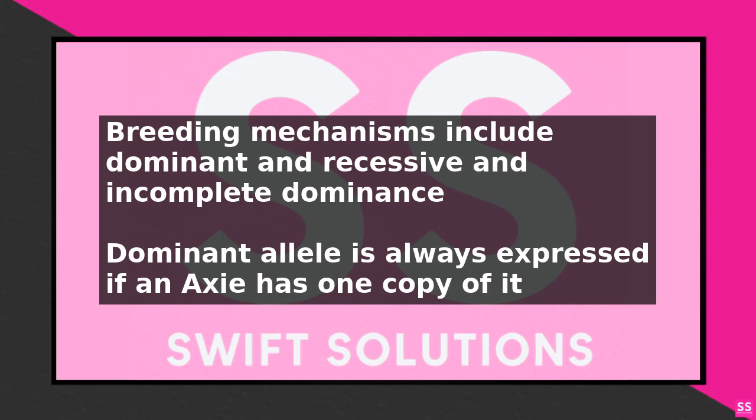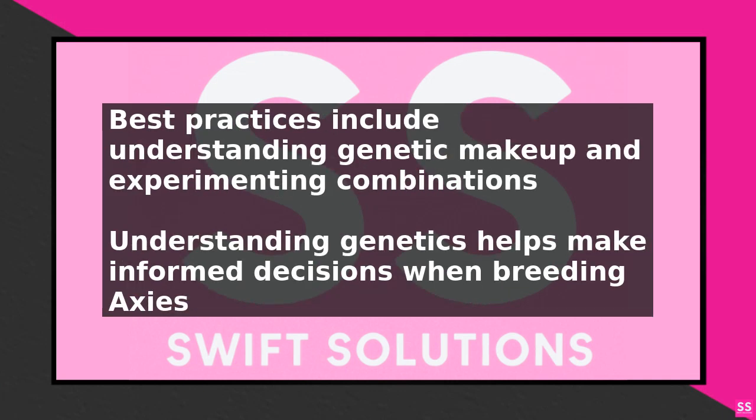Now, let's look at some practical examples. Suppose we want to breed an Axie with a specific I type. If we breed an Axie with the genotype DD for the I gene with an Axie with the genotype RR, the offspring will have the genotype DR and will express the dominant I type.